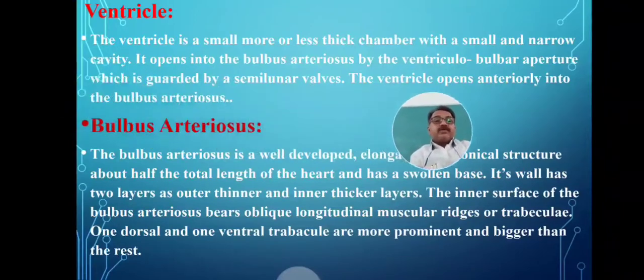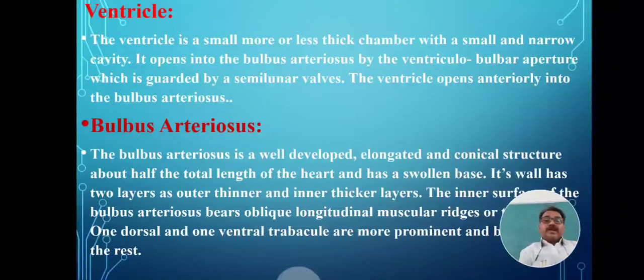The next part of the heart chamber is the ventricle. The ventricle is a small, more or less thick chamber with a small and narrow cavity. The auricle is a thin chamber, but its space is large and spacious. Here the chamber is thick with a small and narrow cavity, which is exactly the opposite of the auricle.